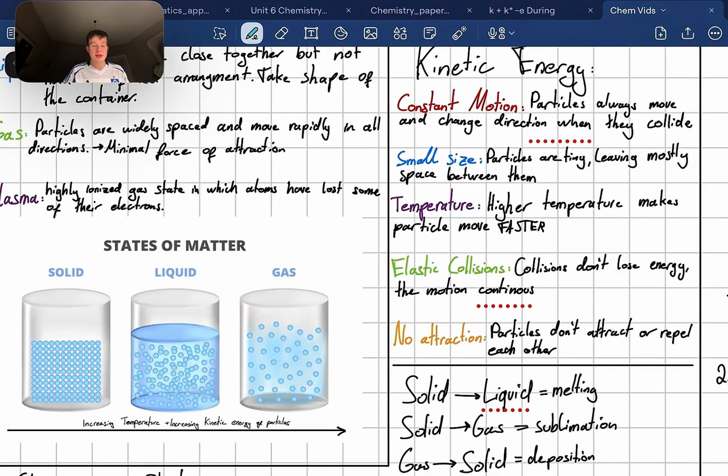As we can see, as we increase the temperature, we also increase the kinetic energy of the particles. They become more free and more able to move around. The solid ones are tightly packed together and they vibrate, whereas the liquid ones are still close, but they are not vibrating, and they can still move around a bit. And then in gas, we can clearly see they're widely spaced and they have much more space.